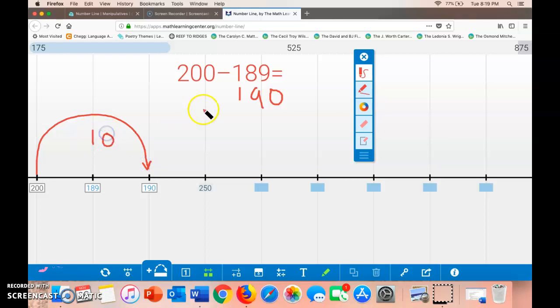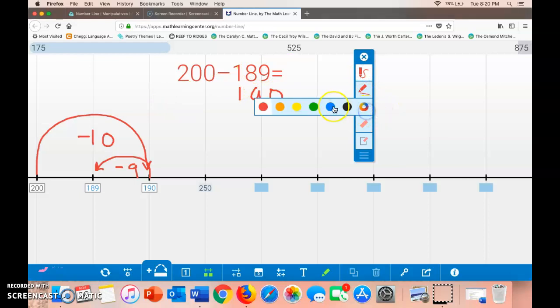And since we are doing subtraction and they started at 200, we're taking 10 away to get to 190, which would make this minus 10. But now looking back and referring to our problem, we see that it's 200 minus 189, not 200 minus 190. Because we added 1 earlier, we will now need to bounce back just 1 from our 190, which would get us to 189, which is represented in our problem.